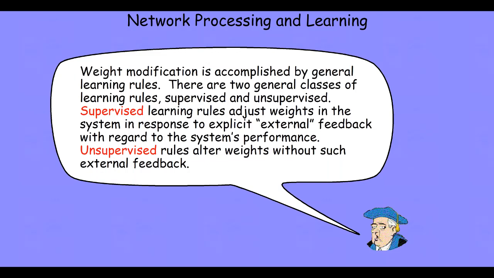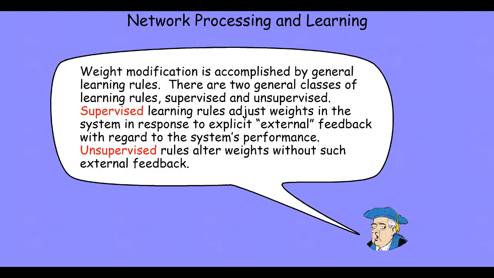Weight modification is accomplished by general learning rules, and there are two classes of such rules. There are supervised learning rules and unsupervised learning rules. Supervised learning rules adjust weights in the system in response to explicit external feedback with regard to the system's performance. So the system will respond to a particular input. Its response will be evaluated relative to the correct output, and then weights will be adjusted in accordance with the error that they are thought to have generated in the output.